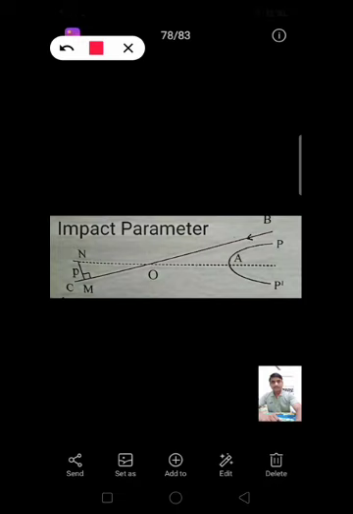The closest approach is the point where the Coulombic repulsive force acting on the alpha particle on the parabolic path is equal to 0. The distance of the point from the nucleus is known as the closest distance of approach. I am going to show the distance of closest approach on the screen.